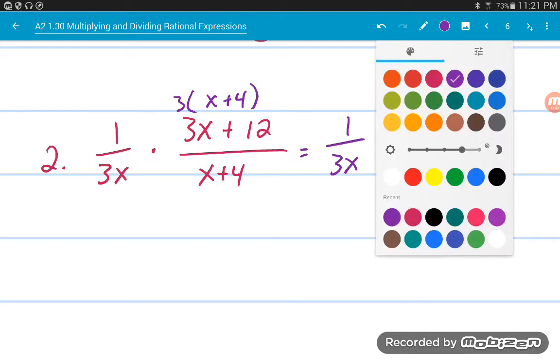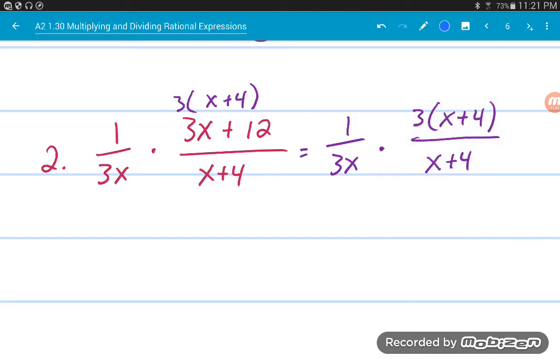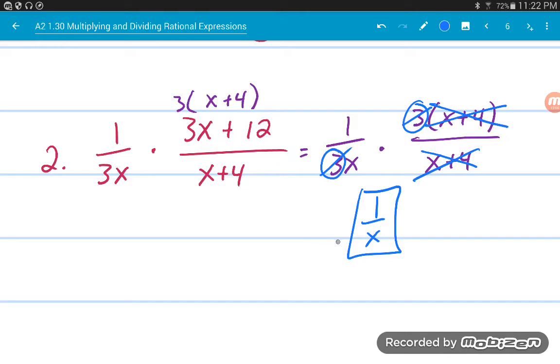Well, now it looks like I have things to cross out, right? What's one thing I can cross out? I mean, you don't want to call out, but identify for yourself. What's one thing I can cross out? Hopefully you notice the x plus 4s can both be crossed out. And so can the 3s. Cross them out, top and bottom. So what am I left with? Nothing but 1 over x, which is so much simpler than this. So much simpler, way better. That's going to be your final answer.